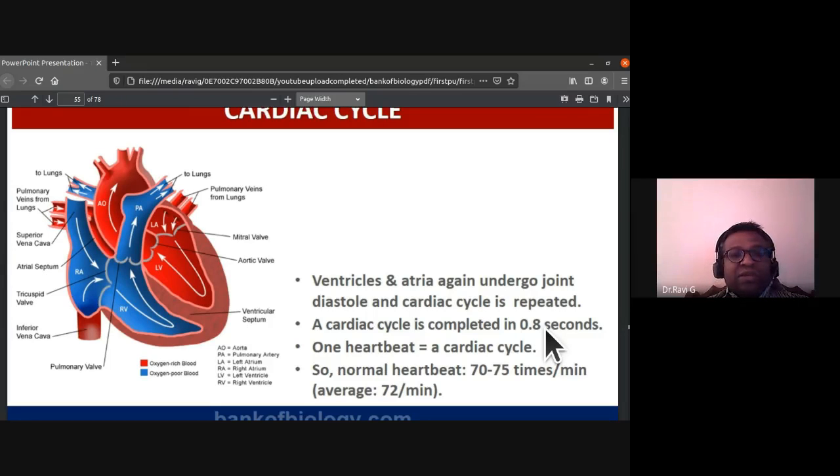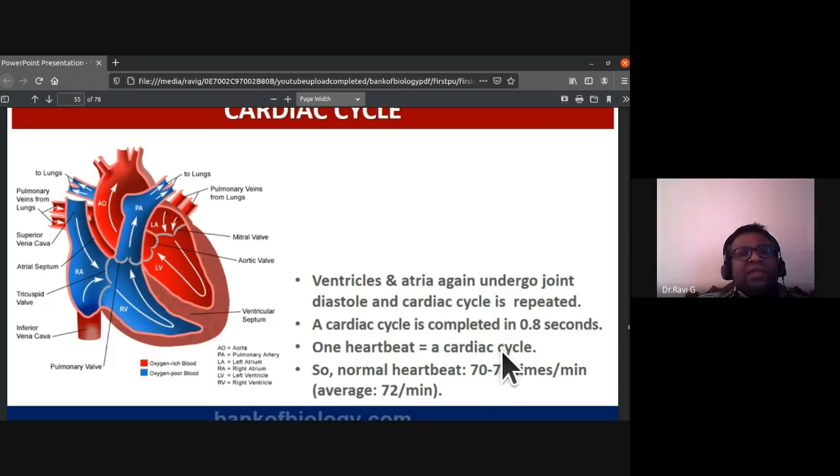So this is what takes place. A cardiac cycle is completed within 0.8 seconds. One heartbeat is nothing but a cardiac cycle. The normal heartbeat is 70 to 75 times per minute, and the average is 72 per minute.